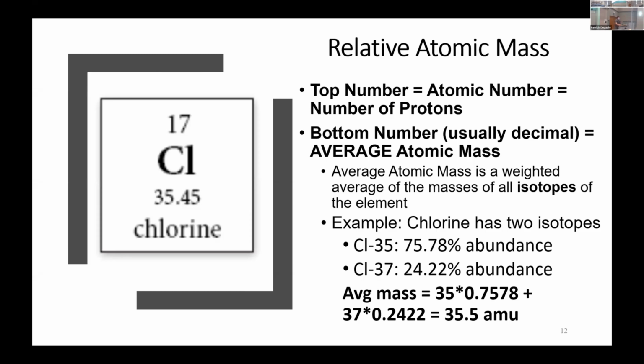So for these natural abundances, chlorine 35 is more abundant at 75.78%, and chlorine 37 is less abundant at 24.22%. Now, these percents can be taken as a weighted average, and that weighted average is the average atomic mass. By weighted average, I mean you multiply the mass by the percentage that it occurs, and then you add it to the next one. So kind of like how you would calculate your grades.